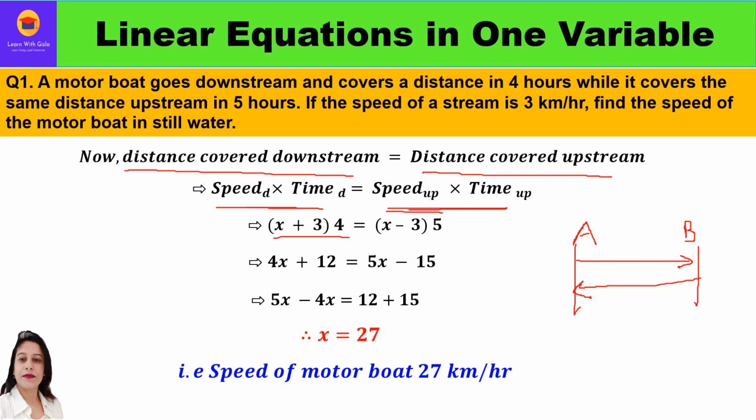Upstream speed is x minus 3, time is 5 hours, so x minus 3 into 5. Now this is a linear equation in one variable. We shall solve it by opening the bracket.